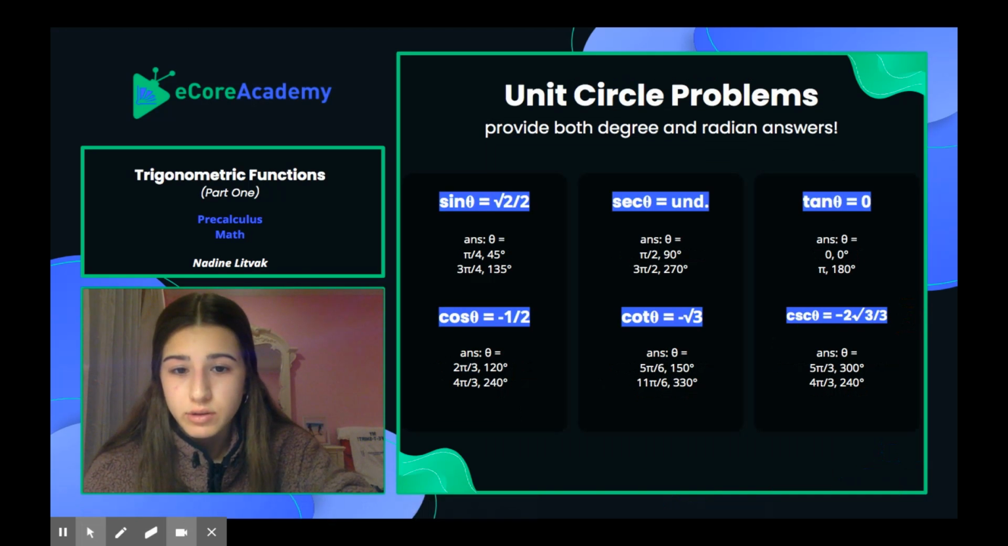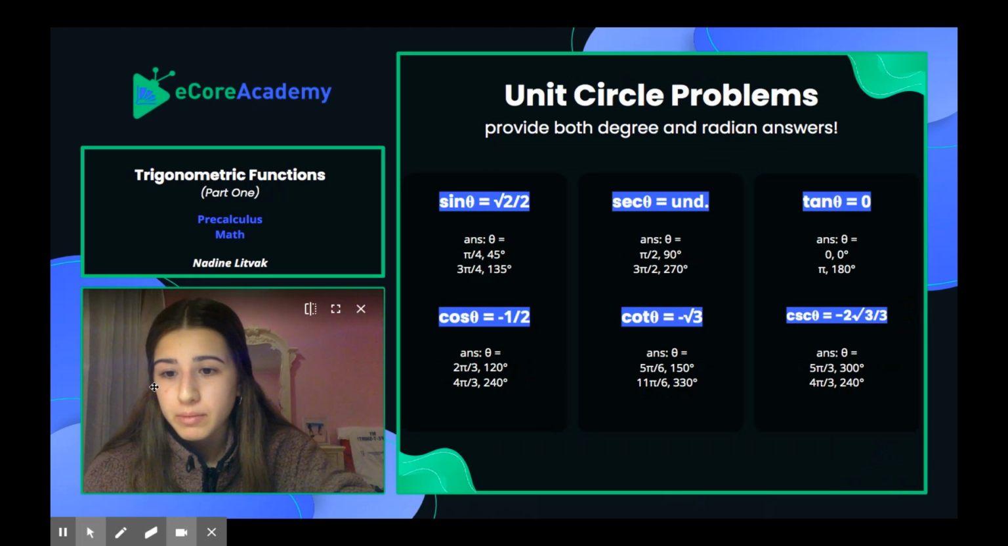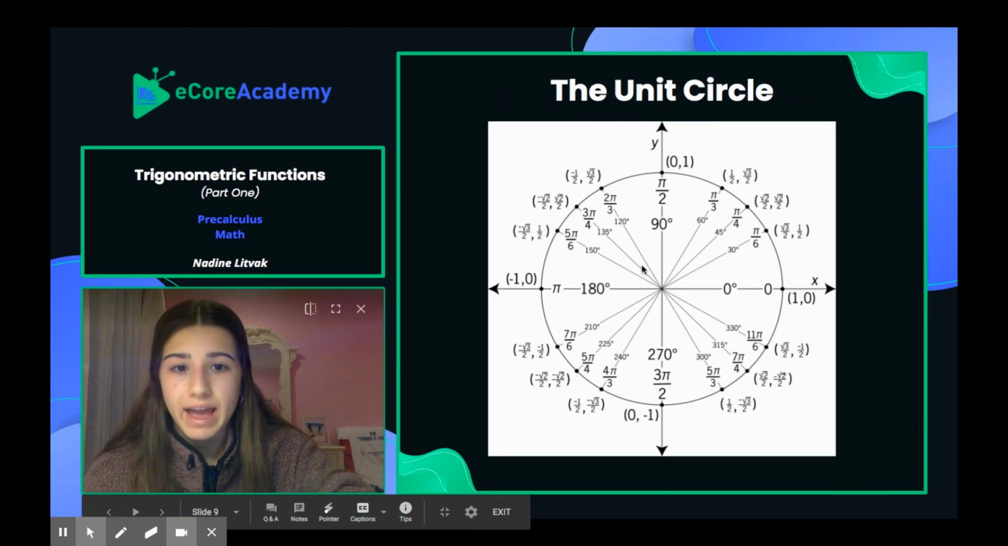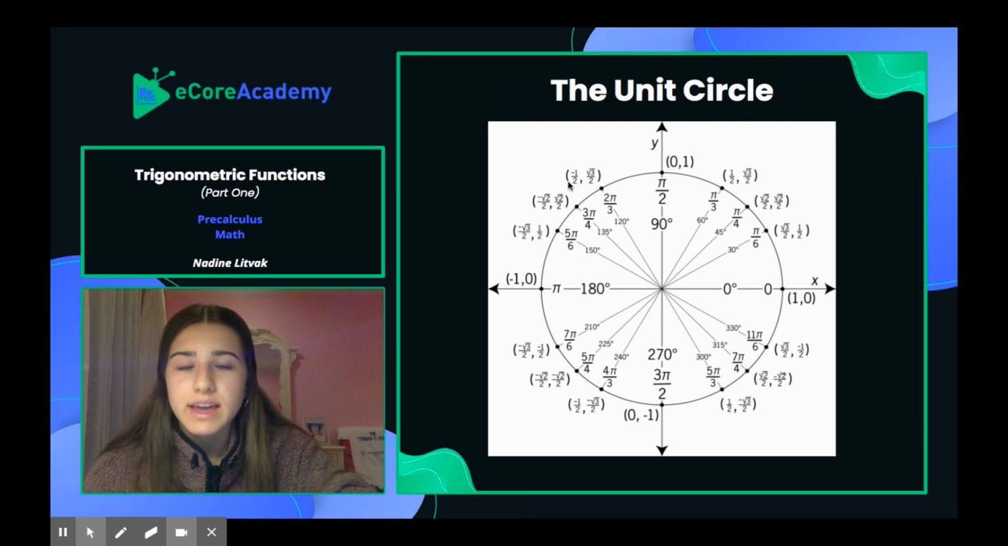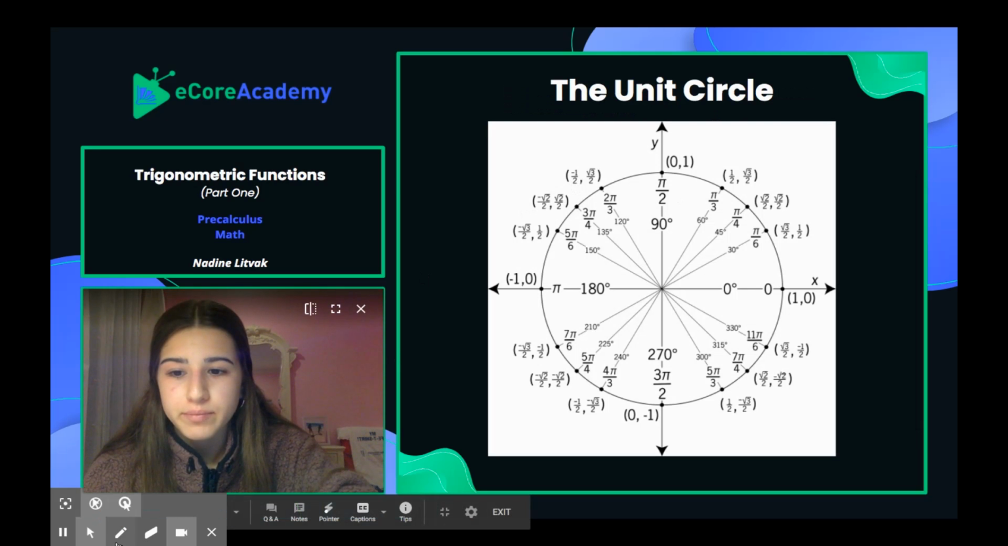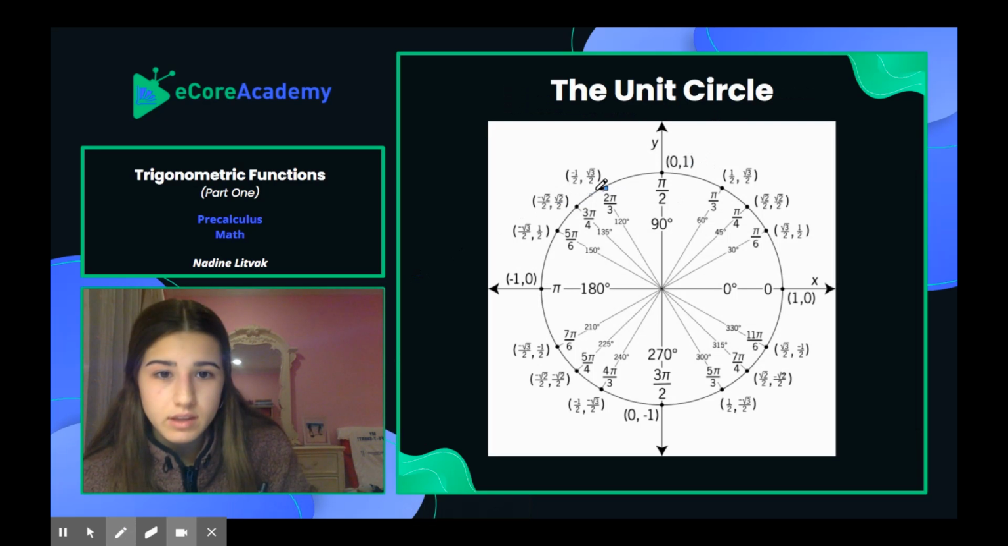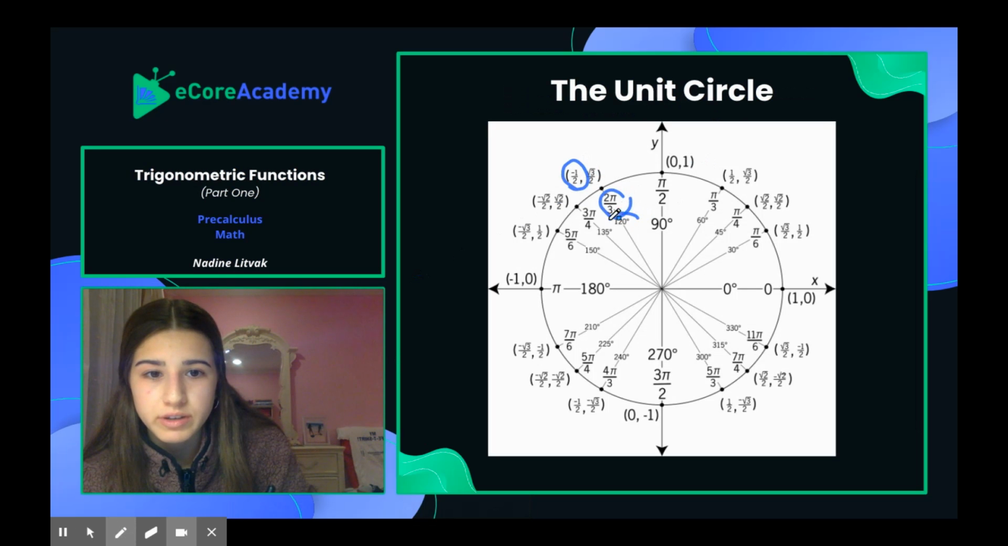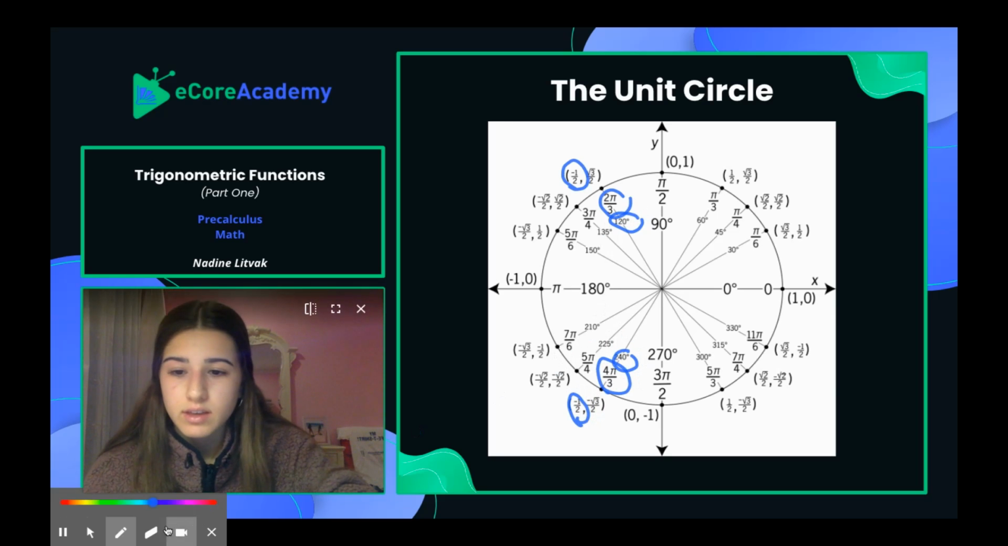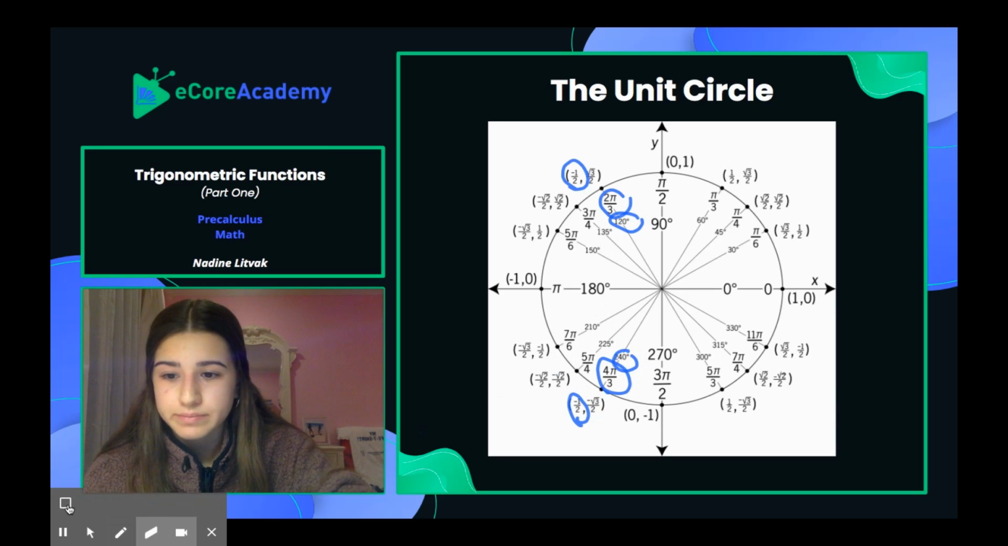Where we have to find the cosine of theta is equal to negative 1/2. Okay, so this is a simple problem. Let's go to the unit circle. Let's find negative 1/2 as the x value. So the x value right here, negative 1/2. Negative 1/2 cosine. That's at 2 pi over 3 and 120 degrees. We also know that the cosine is equal to negative 1/2 right here, which is at 4 pi over 3 and at 240 degrees. So those would be your answers, the ones that are circled.